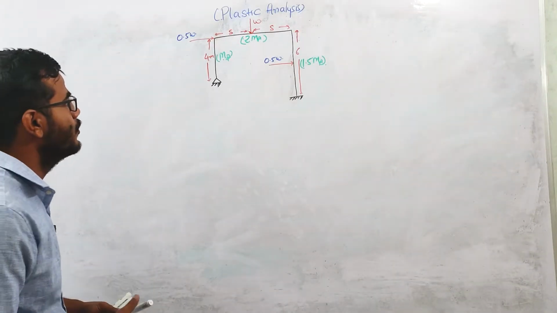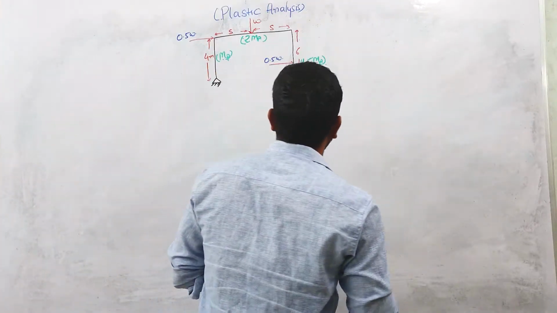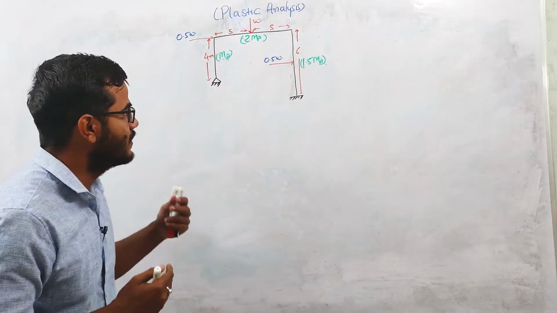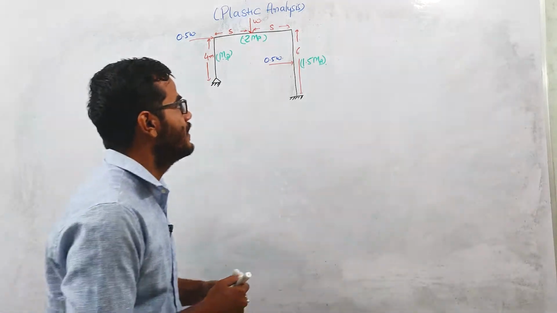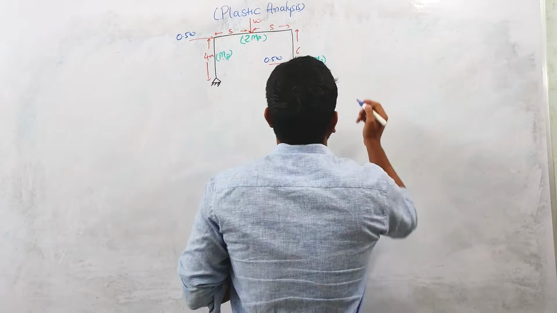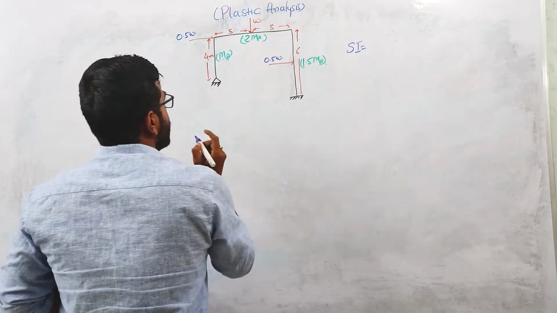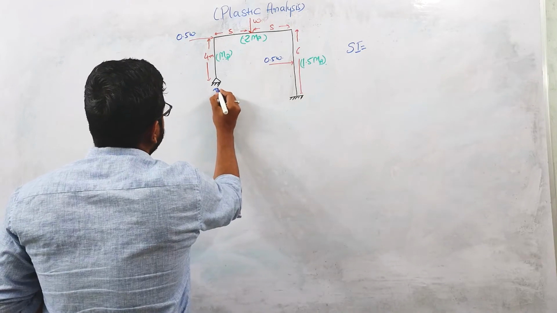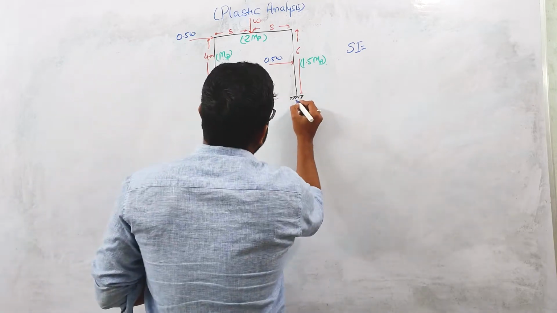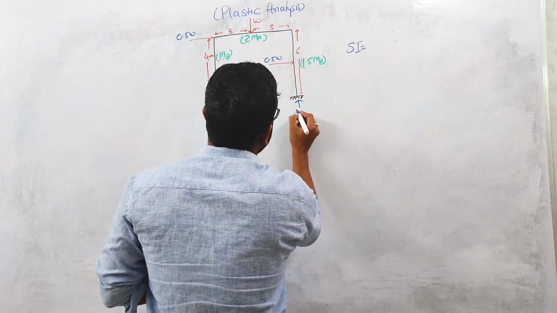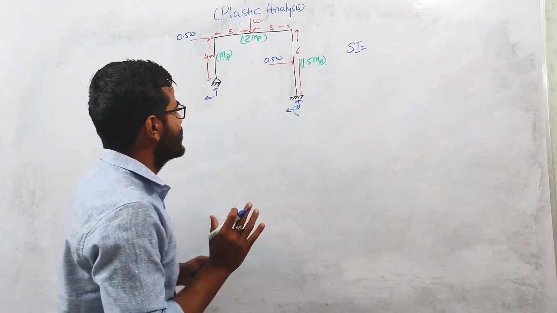To calculate the value of W, we need to first calculate the static indeterminacy of this frame. To approach these types of problems, the first step is to calculate the static indeterminacy of the frame. At one support, we will have two reactions, one vertical and one horizontal. At the other support, we will have three reactions: one vertical, one horizontal, and one moment. So the total number of reactions is 5.